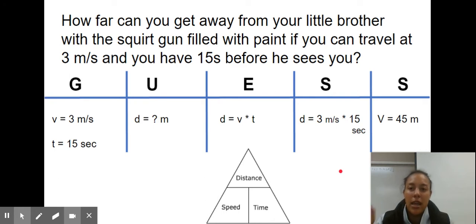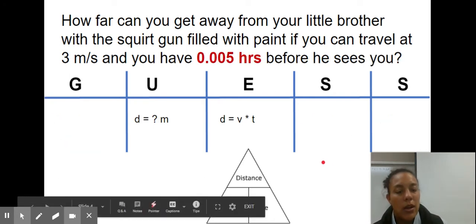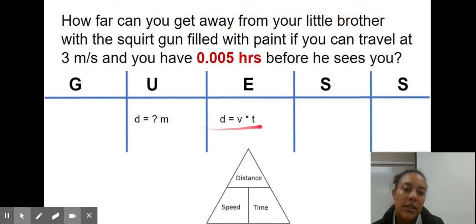Now I'm just going to take this problem and change one little piece to it. So we know we're carrying over the same information, so I left distance and I left the equation, but this time we have some different information. I changed the time. And some of our problems are going to require us to do some unit conversions and use dimensional analysis.